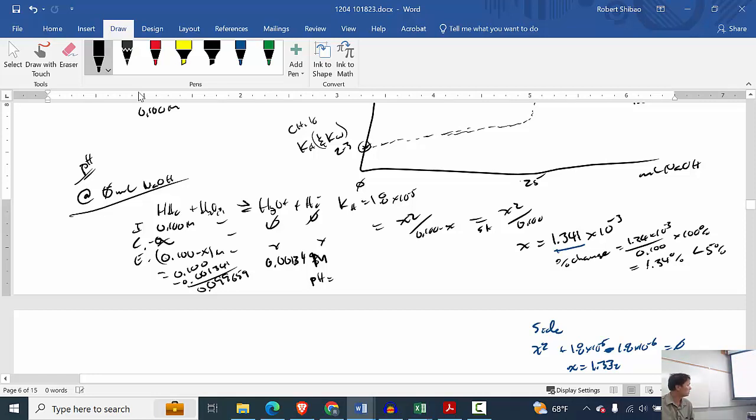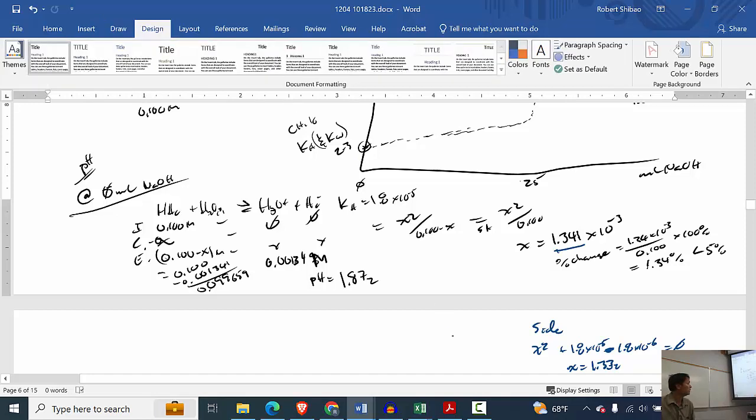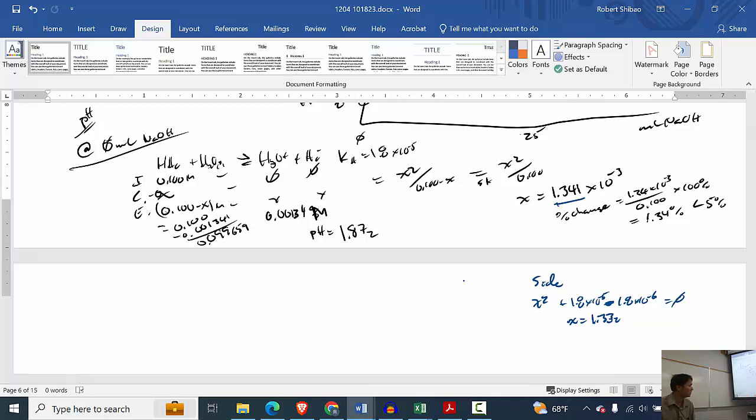Using the value from the simplifying assumption, I get negative log of 0.00134, which gives a pH of 1.87, and I'm allowed two sig figs here, so I'll carry one extra digit. If I do the pH based on the quadratic that we just did, what would I have gotten? So this would be negative log of 0.001332.